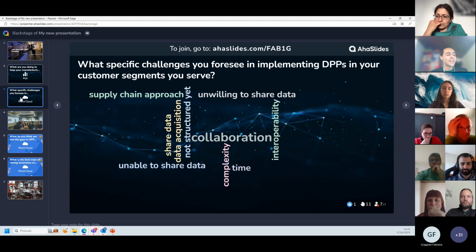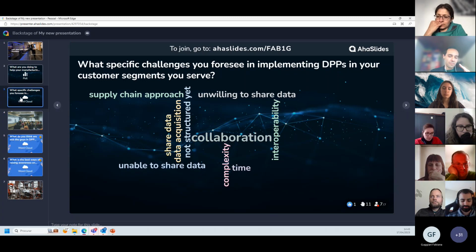Okay, so I would like to ask one thing. We have here also the interoperability. How can this interoperability fostered by the data spaces be used to improve this supply chain approach that Ciro has mentioned? What is your view on that?